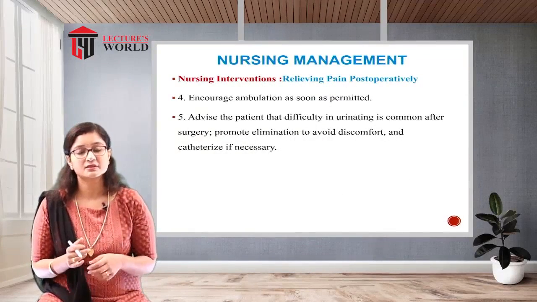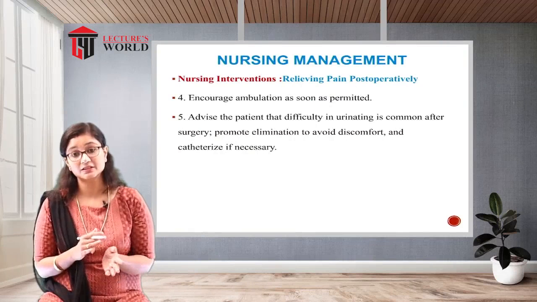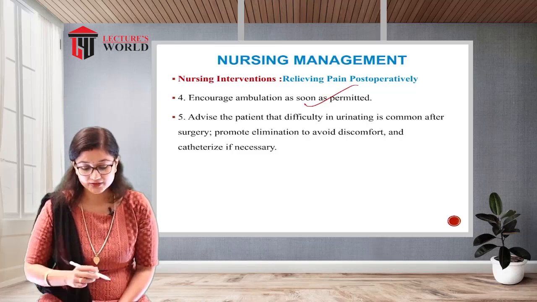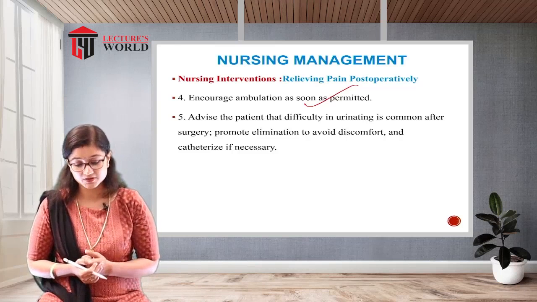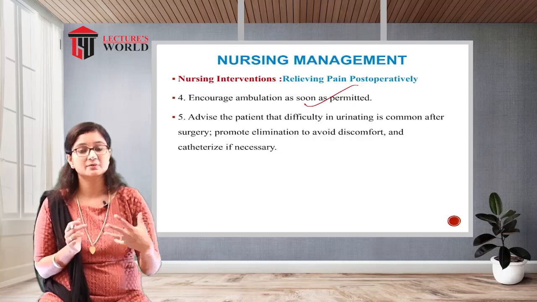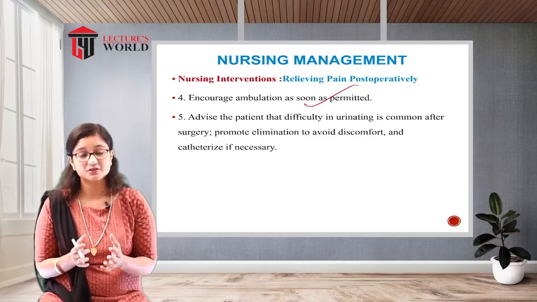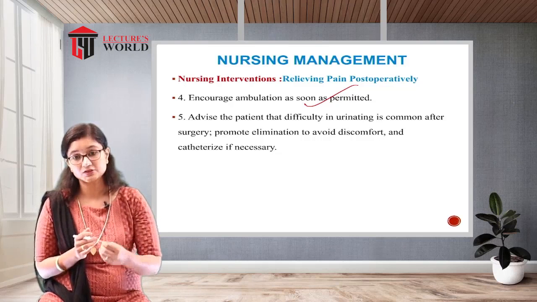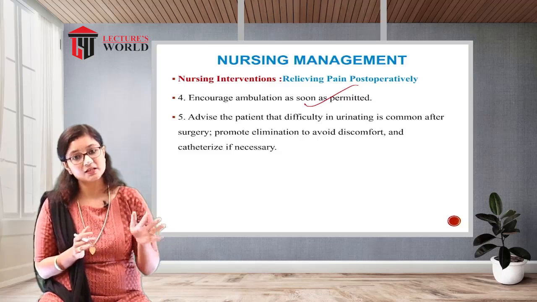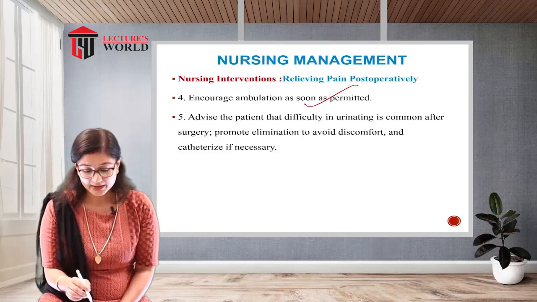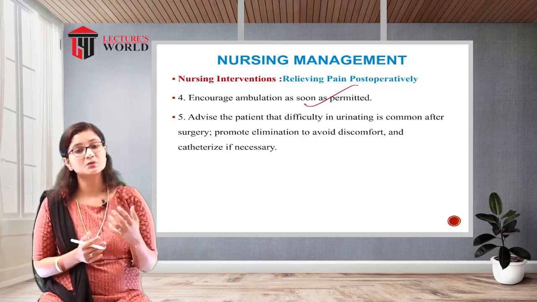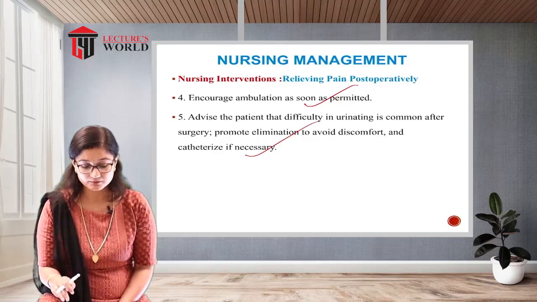Encourage ambulation, that is, as soon as possible it is very necessary that the patient should be ambulated, and advise the patient that difficulty in urinating is common after surgery. This is because the scrotum is totally swelled up. The region nearby the groin region is having swelling. So there are chances at the starting after the surgery, he may have difficulty in urinating, but it will resolve as the swelling reduces. Okay. Promote elimination to avoid discomfort. And how can we promote it? Most commonly the patient will be kept on a Foley catheter.